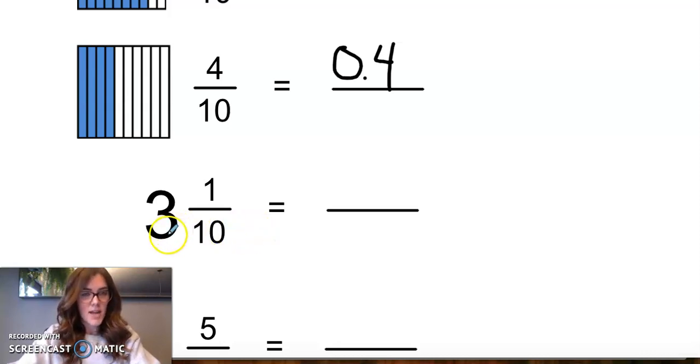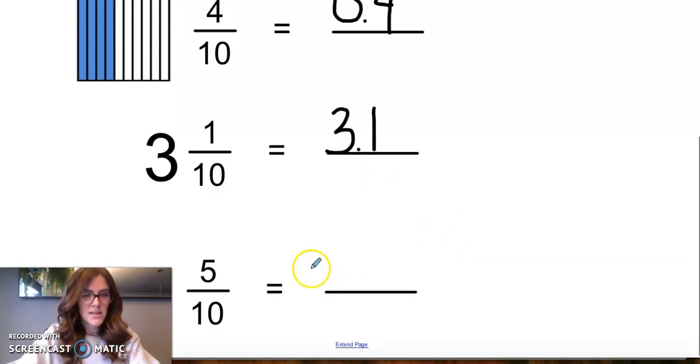But this time we have a whole number. So we have 3 and 1/10. That means we need to put the number 3 before our decimal because we have 3 wholes. Then we put our decimal point, and then we have 1/10, just like that.